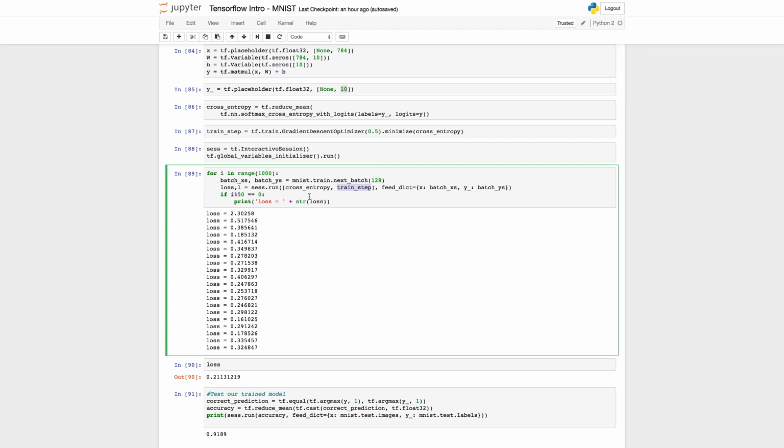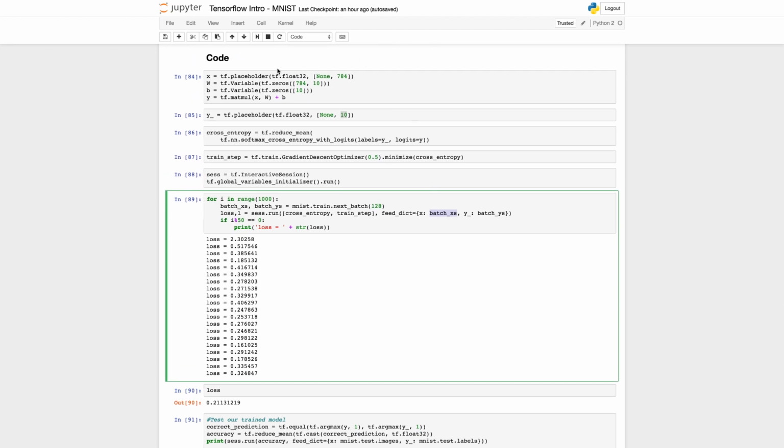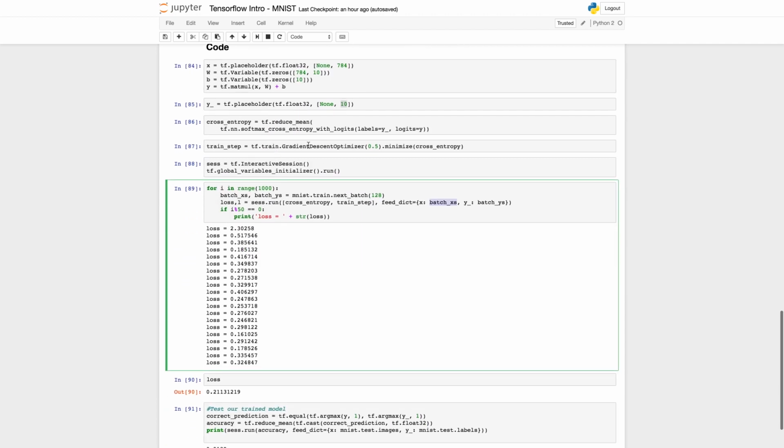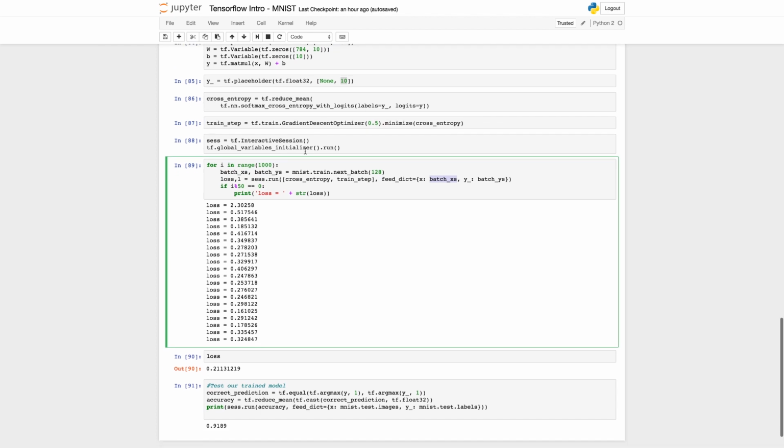I'm running them inside a session in TensorFlow. So this will do all the evaluations for me, and here's where I'm feeding in the data from my data set to replace those placeholders. So this is where the data comes from, goes into the placeholders, and is run through the linear function through softmax, and the cost is calculated using cross entropy, and it is optimized using gradient descent.